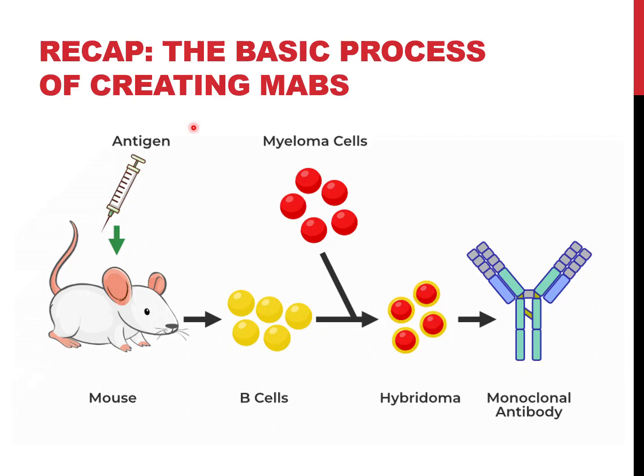So again, when we're creating monoclonal antibodies, we need to make this hybridoma here. We use a mouse, we take their B cells from that antigen, their immune response from that antigen, and then we essentially hybridize them, or mix them together, with myeloma cells, and that makes a hybridoma, which creates infinite monoclonal antibodies forever.